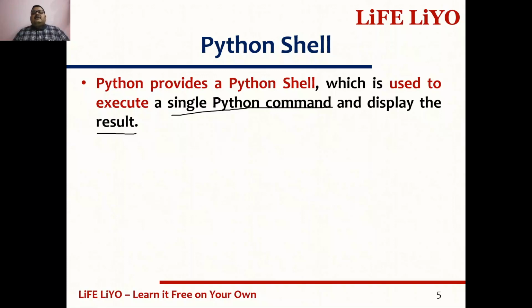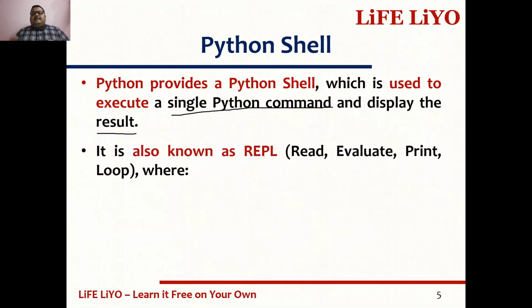Now, what does this Python shell represent? It is also known as REPL. R means read, E means evaluate, P means print, L means loop.